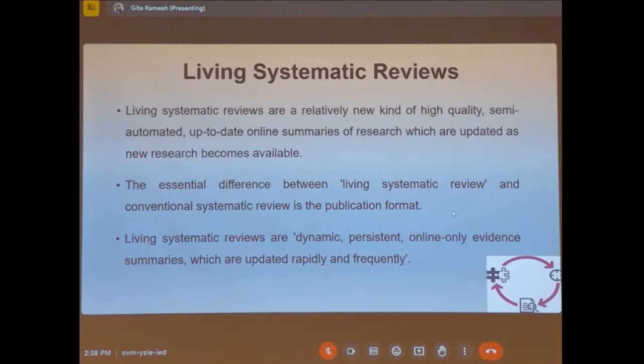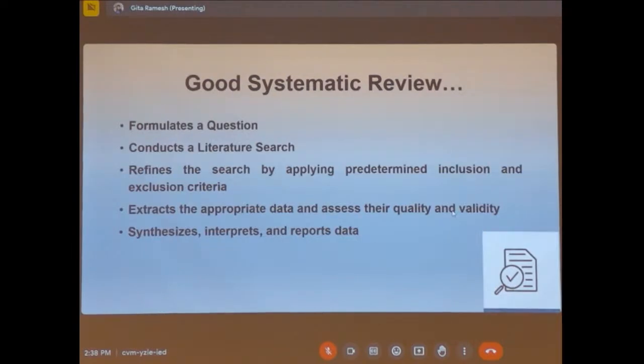Hence, a good systematic review will formulate a good question, conduct an extensive literature search, and refine the search by applying predetermined inclusion and exclusion criteria. The extracts are appraised as per their quality and validity, and the synthesized data is interpreted and reported. And thus, a good systematic review is available. I have done with systematic review.